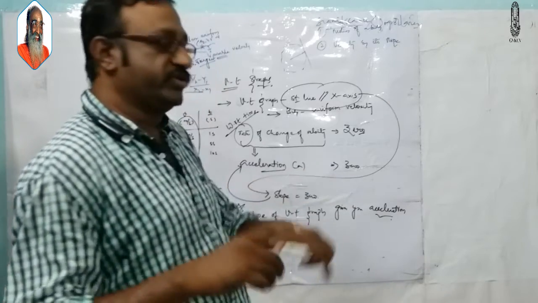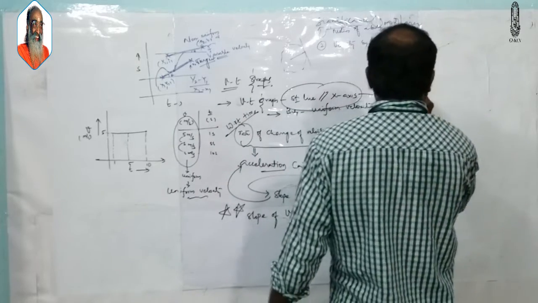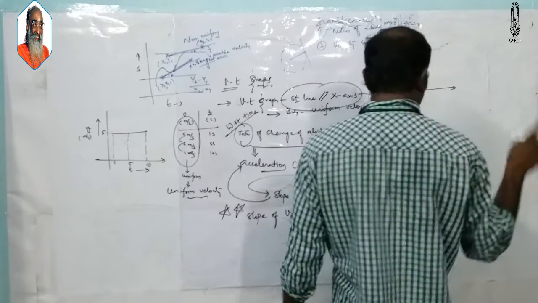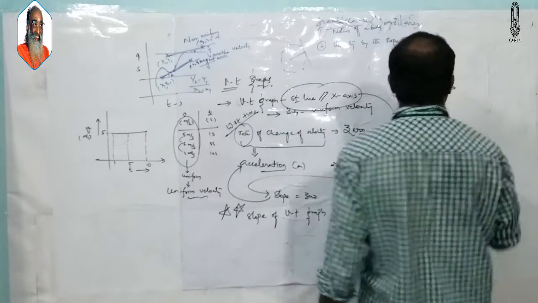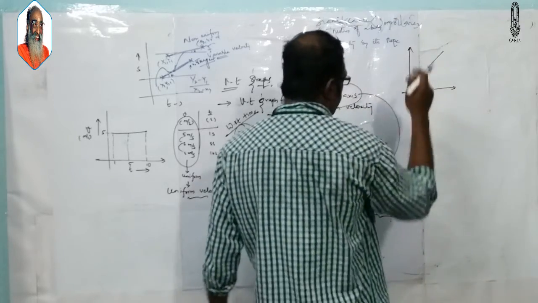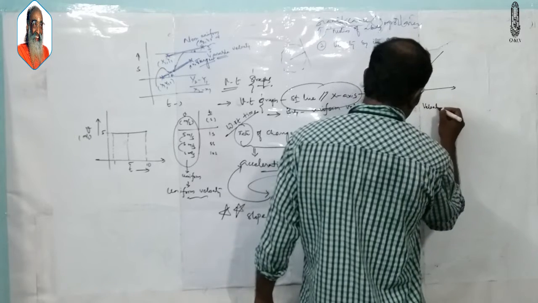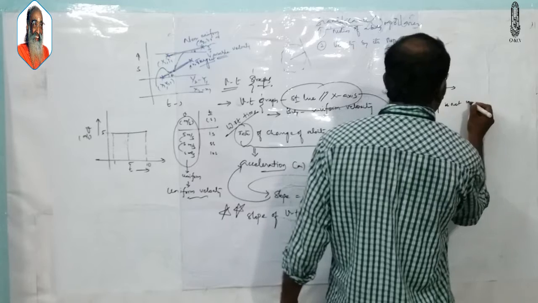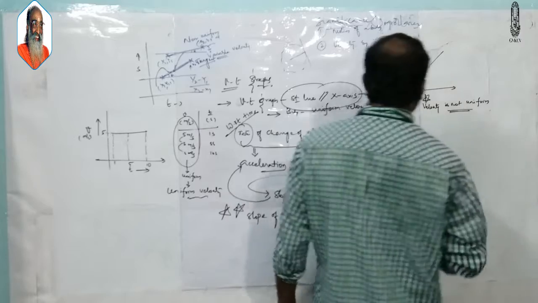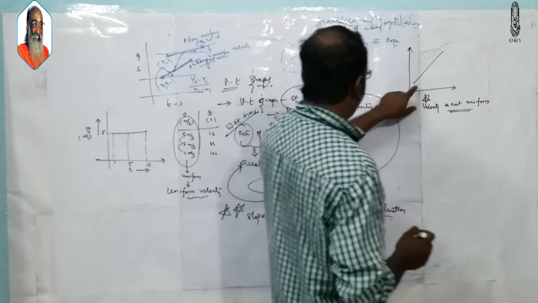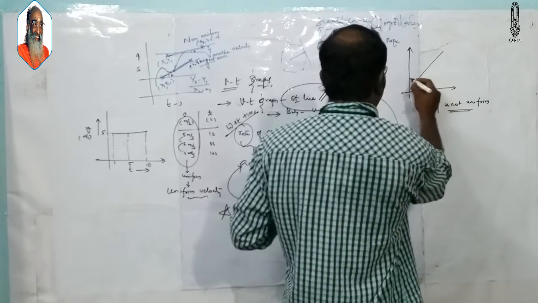Let me go with one more graph here. It is a straight line but not parallel to the x-axis. That means it has some inclination with the x-axis. By looking at this, we can say the velocity is not uniform, isn't it? It is not uniform. Look here, on the y-axis the velocity is changing continuously. As the time is going on, the velocity is changing.